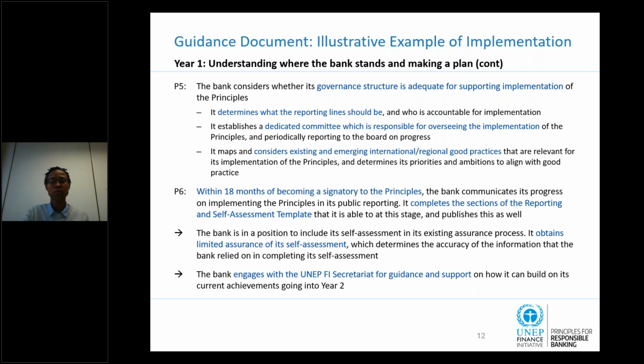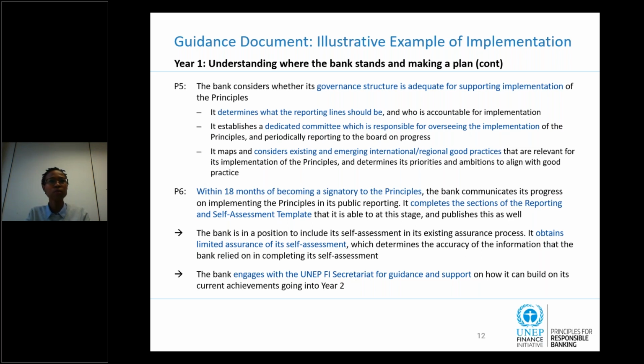Secondly, the bank is in a position to include its self-assessment in its existing assurance processes. It obtains limited assurance of its self-assessment, which determines the accuracy of the information that the bank relied on in completing its self-assessment. So at this stage, the request is focused on limited assurance. In my case specifically, we have an internal audit division that will review non-financial indicators as part of its assurance of the first line assurance of the integrated reporting.